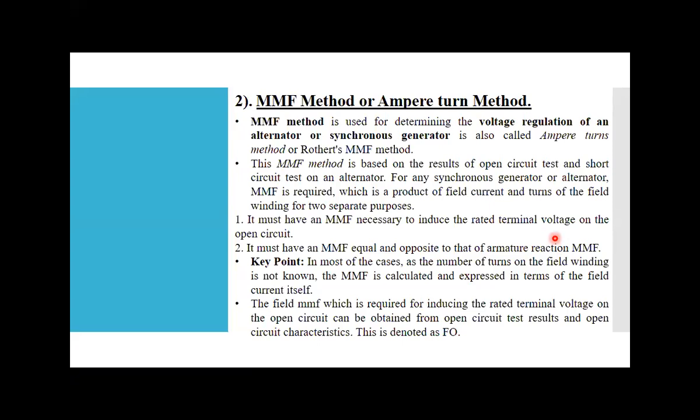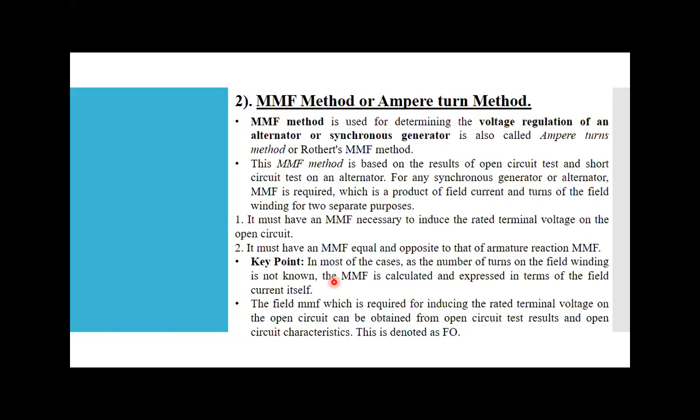Now you can see here the key points. In most cases, the number of turns of the field winding is not known. Suppose you have an alternator. I'm giving you the alternator. You are not in the company which is manufacturing the alternator. You are the purchaser.